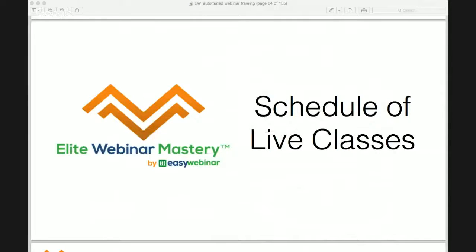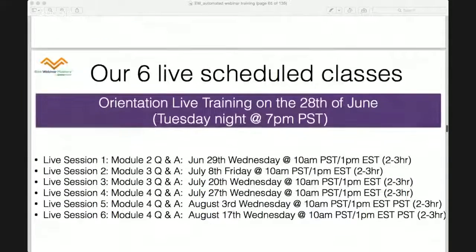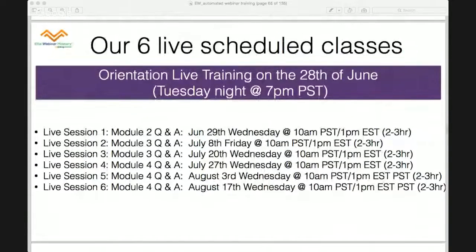So let me tell you the schedule of live classes that are happening here, okay? The first scheduled class, and be aware of this, if you can't make any of these, it's okay. You don't have to be there. These are all going to be in the members area of Elite Webinar Mastery. Our six live scheduled classes are as such. Live session 1 happens June 29th. Session 2, July 8th. Session 3, July 20th. Session 4, July 27th. Session 5, August 3rd. And session 6, August 17th.